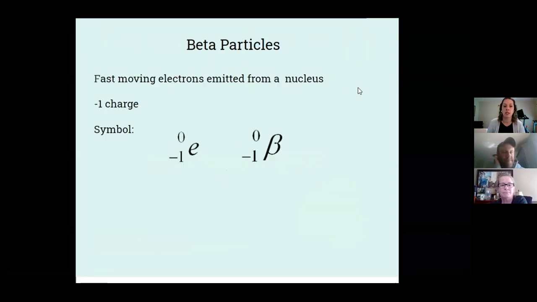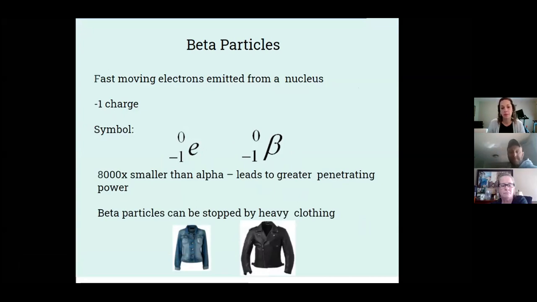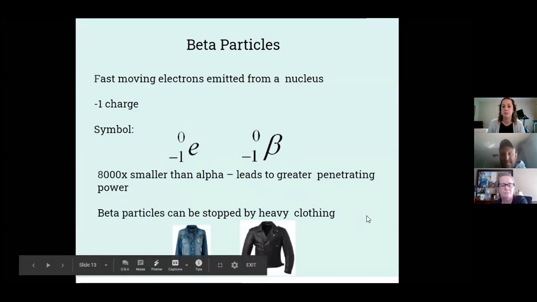Beta particles is the next particle we're going to talk about. These are fast-moving electrons that are emitted from the nucleus. Because they are electrons, they have a -1 charge. And again, there's 2 versions of the symbol. So E for electron, or the curly B for beta, the Greek symbol. Since it's an electron, there's no mass, so the top number is 0. And it's going to affect the atomic number with a -1. These are 8,000 times smaller than alpha, so this leads to much greater penetrating power. However, beta particles can still be stopped by heavy clothing.